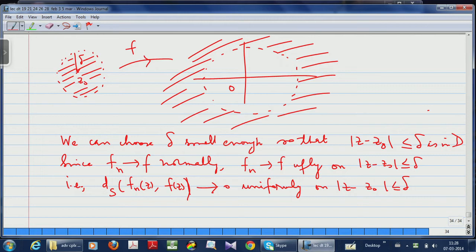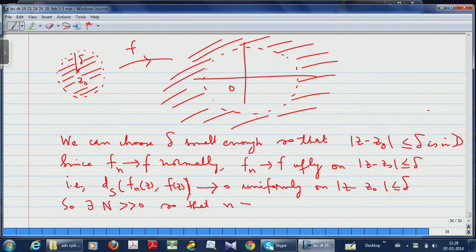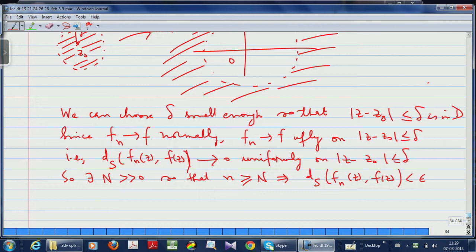Okay, so mind you, we already started with some epsilon. Let's keep that epsilon. So there exists an N sufficiently large so that small n greater than or equal to capital N implies that the spherical distance between Fn of z and F of z can be made less than epsilon. But here is the uniformity of the convergence.